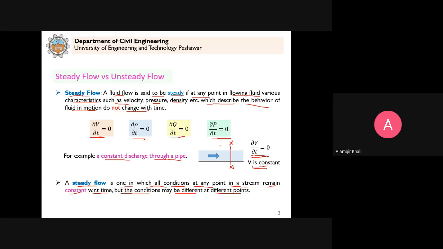So what we say is that along a stream, a channel, clear? At any one point you take, for example, I take section XX, section AA, BB, any section you take, if the flow characteristics at that section are constant with respect to time, we say it is steady flow. But the characteristics can be different at different points. Clear? For example, here the characteristic can be different than here, but at any section, if the flow characteristics are constant with respect to time, this is known as steady flow. We studied a full big chapter on pipe flows, and that was all about steady flow, because we did not consider the change of characteristics with respect to time. Clear?